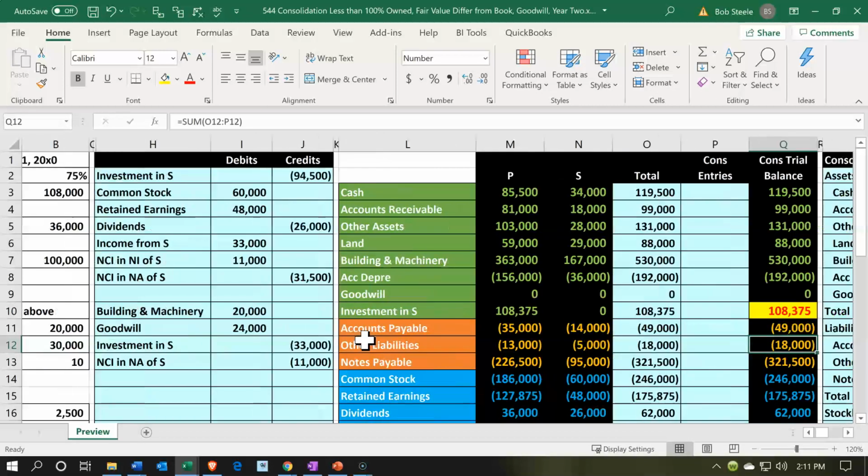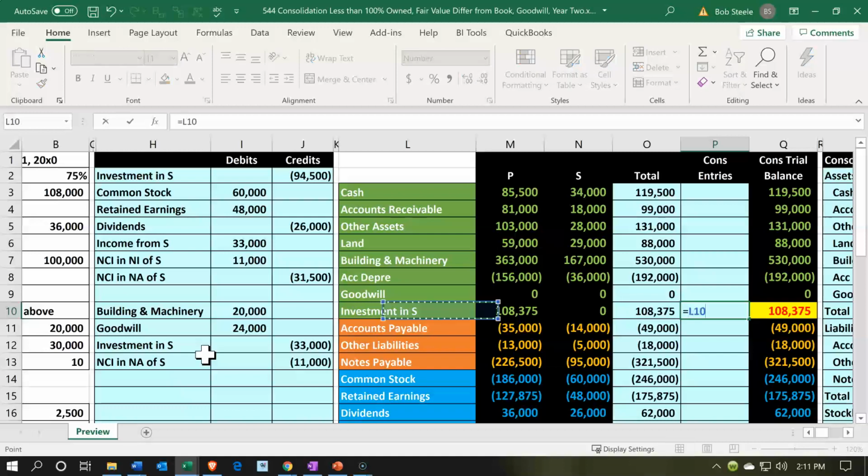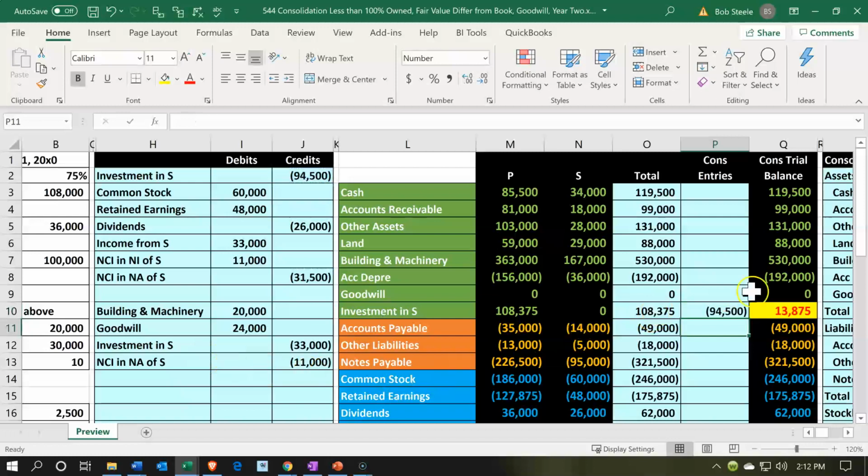So let's post both of these at the same time now. So let's go to the investment account. And I'm going to say, all right, this one's going to go down by the 94.5. It's not going to go down to 0 yet, but that's okay. We're not done with it. I didn't expect it to go to 0. It would have been nice if it did, but that's okay.